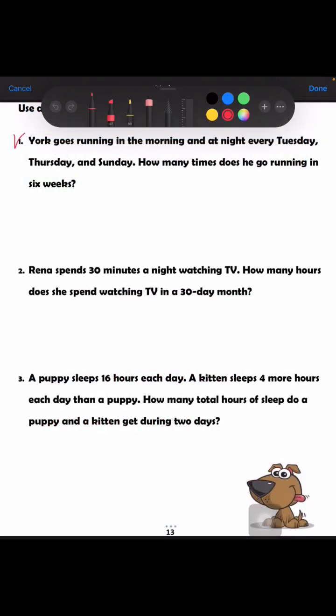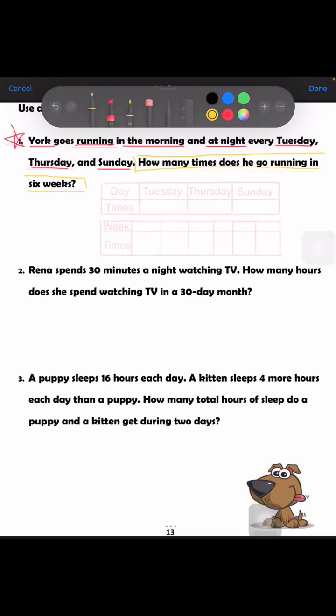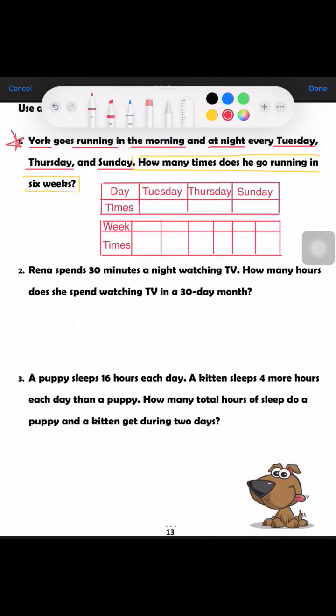Let's move on to page 15. Question 1. York goes running in the morning and at night every Tuesday, Thursday, and Sunday. So we need to find how many times he goes running in 6 weeks. Let's use a table to find the answer. In the first table, we're trying to find the number of times he goes running in 1 week. On Tuesday, Thursday, and Sunday, each day he goes running 2 times. So 2 plus 2 plus 2, which is 6. So he goes running 6 times in 1 week.